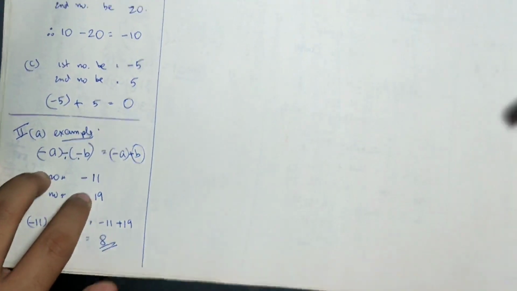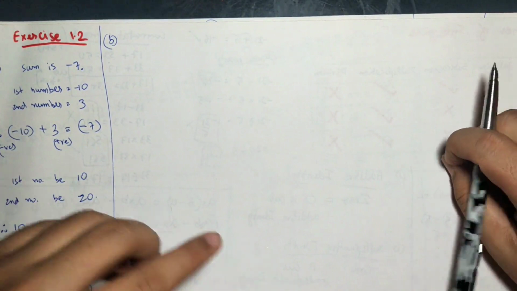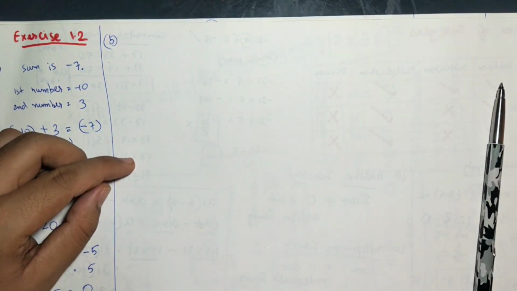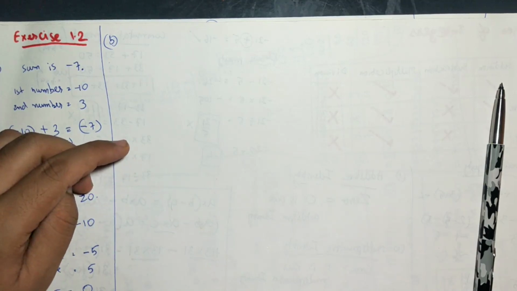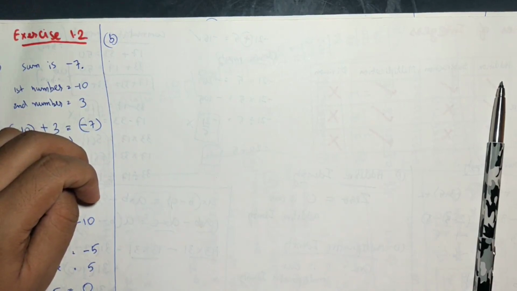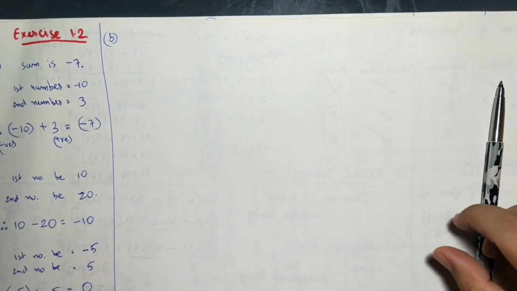Let us proceed towards B. Write a negative integer and a positive integer whose sum is minus 5. Whose sum is minus 5. There should be a negative integer, there should be a positive integer, and the sum should be minus 5. It is a hint that the negative integer will be bigger than the positive integer. Otherwise, the answer would have come minus 5. It would have always come positive 5 if the greater number is positive.